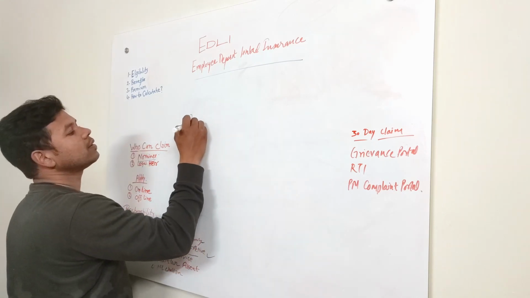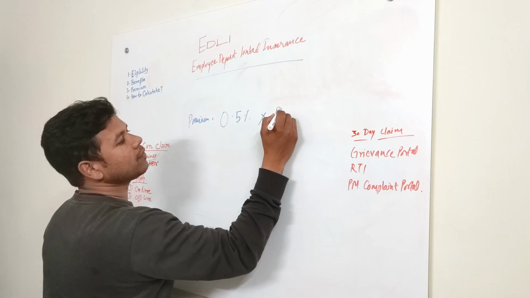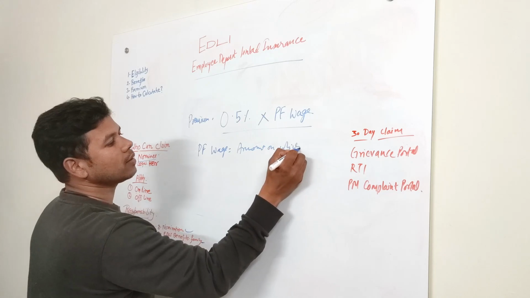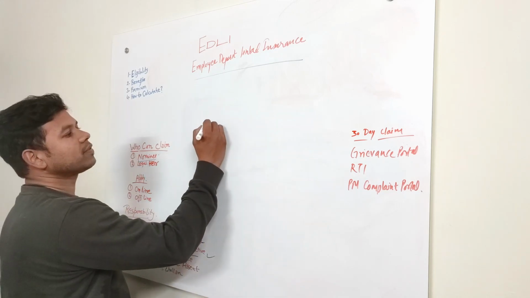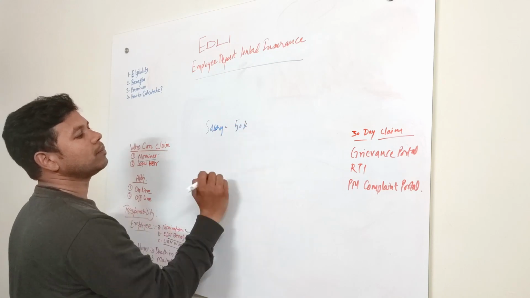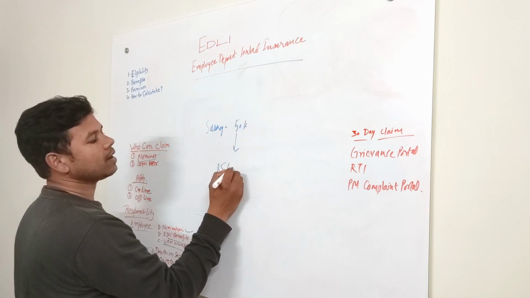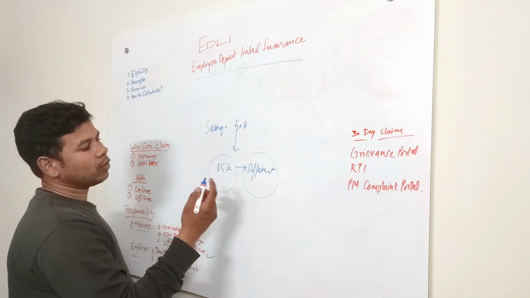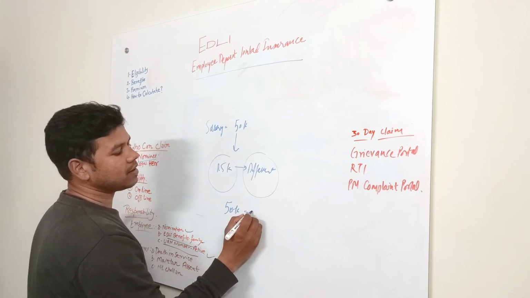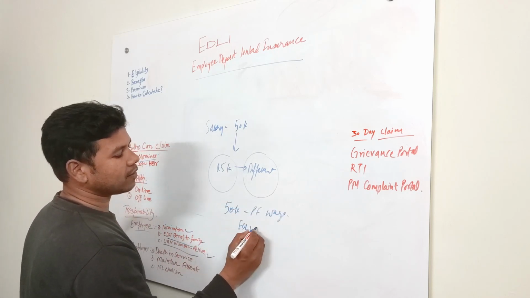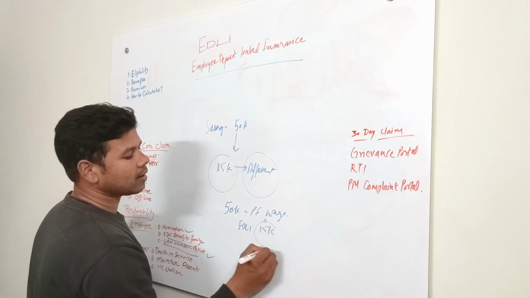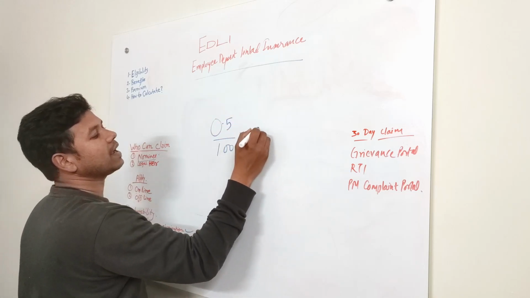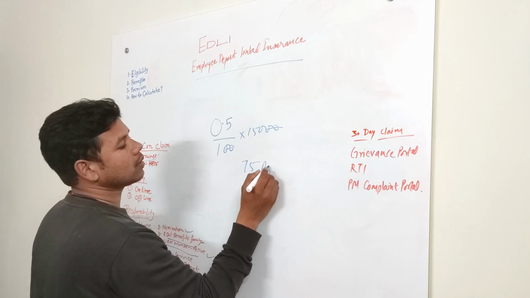The formula for this premium is 0.5% of PF wage. So what is this PF wage? PF wage is the amount on which your PF is deducted. So your salary may be 50k per month, but your PF wage might be 15k. Every employer keeps this PF wage different, so it can vary from case to case. Now, someone may have 50k as PF wage, but for EDLI, this PF wage will be maximum 15k for the calculation of the premium. So 0.5% of 15k is 75 rupees at max.